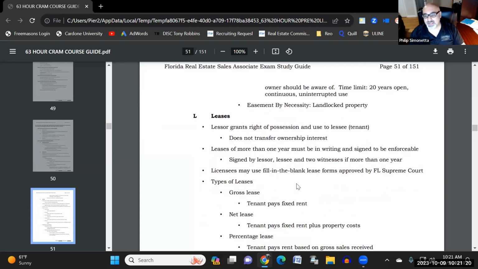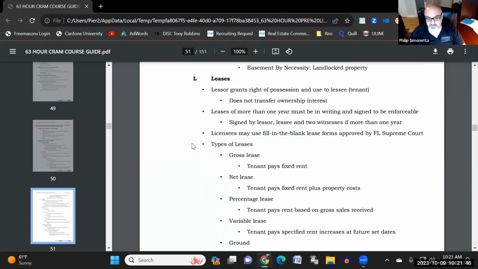Now let's talk about leases. Lessors grant the right of possession and use of the property to the lessee. That's the tenant. So the lessor is the landlord, and the lessee is the tenant. They grant the right of possession and use for a term. They don't transfer an ownership interest. They give a leasehold estate. You have the property for the term of the lease, and it's your property for that term. You have the right to enjoyment.